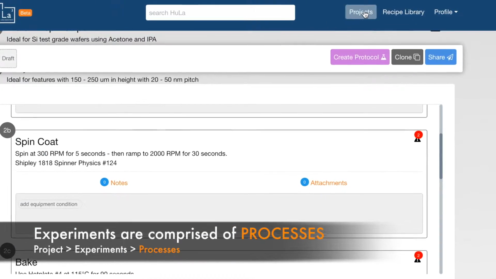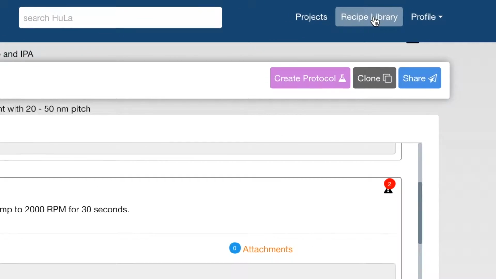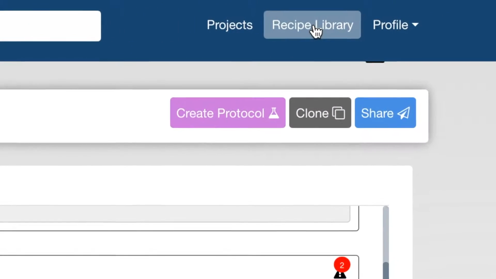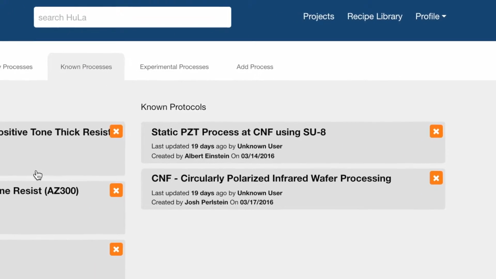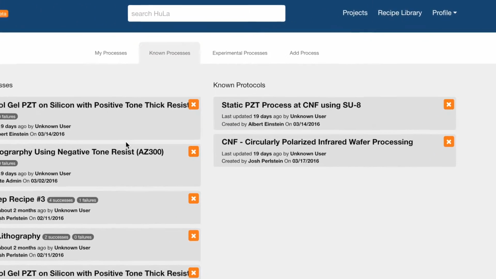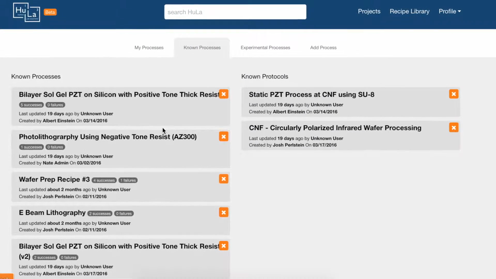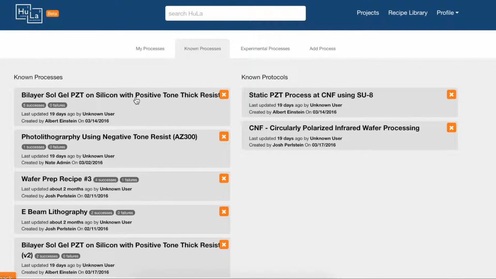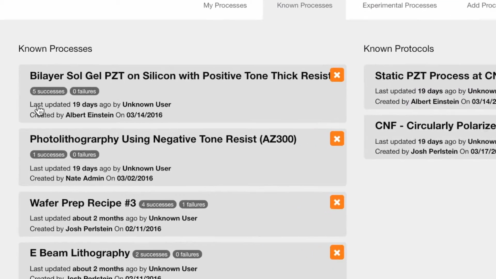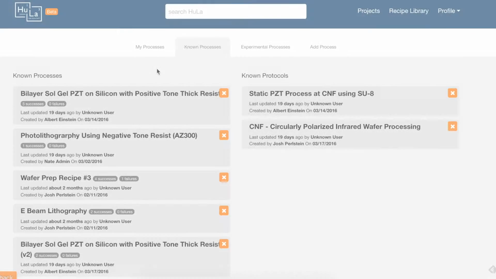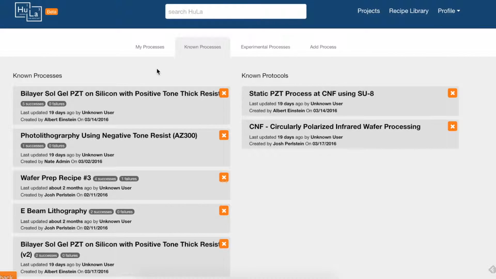Well, up here in the top, the recipe library is where all of the intellectual property is stored, right? So you look under known processes, these are the recipes and protocols that are being used by everyone at our lab. And you'll notice that one particular process here has recently seen 5 successes without any failures. And then lastly, it's about using these known processes across the lab moving forward.